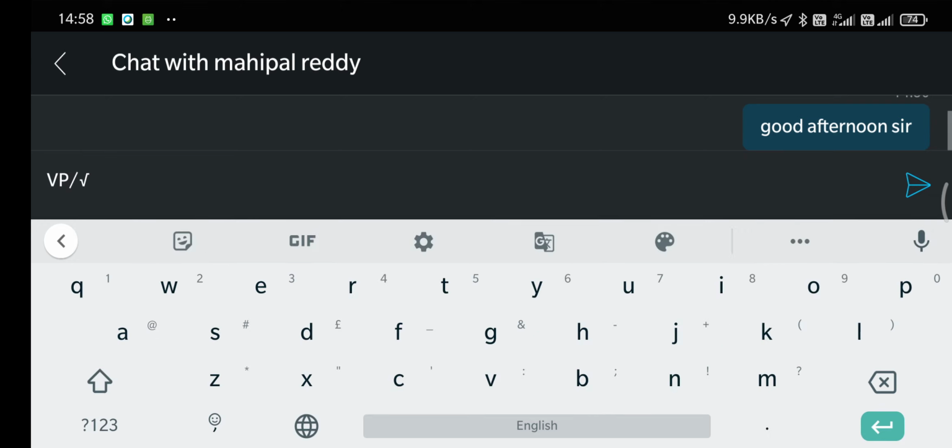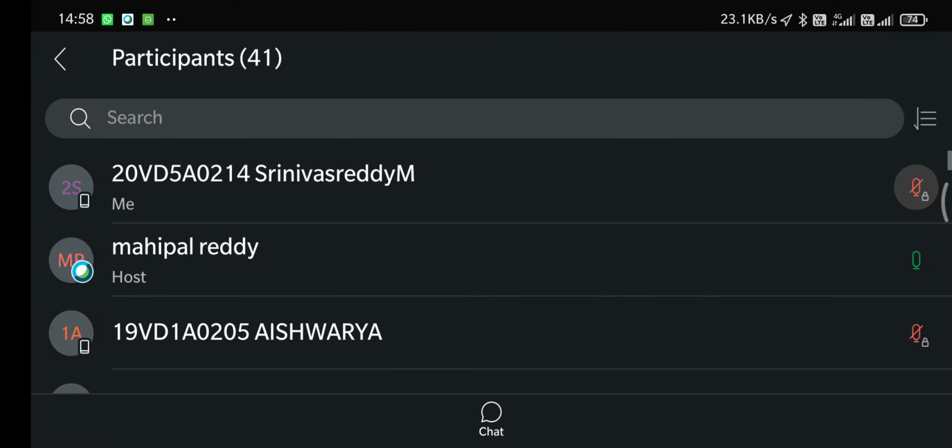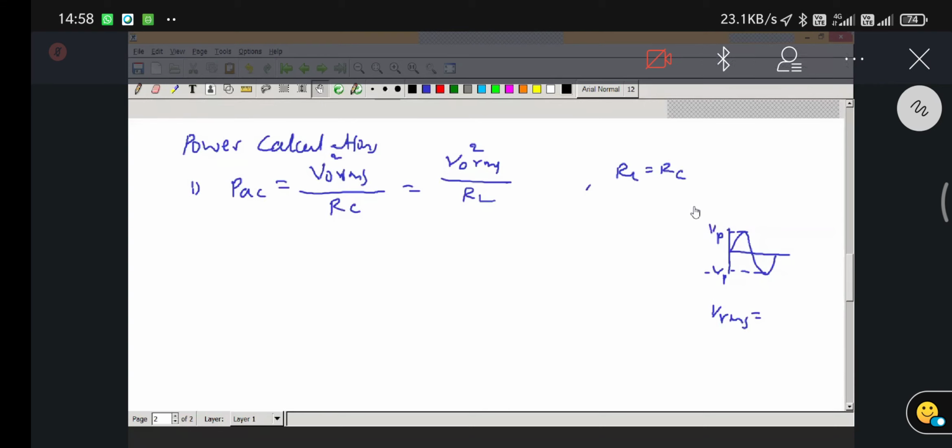The maximum value is VP, not 1. Maximum is not 1 volt. Here maximum values are taken as VP, okay, VP by root 2. Very good. So here, in the further, I'm going to write VRMS. VRMS is the maximum value, that is the VP. That's output VOP over root 2, whole square, by as usual load resistance. Here the RMS value VO RMS equals the maximum value, peak value, by root 2.